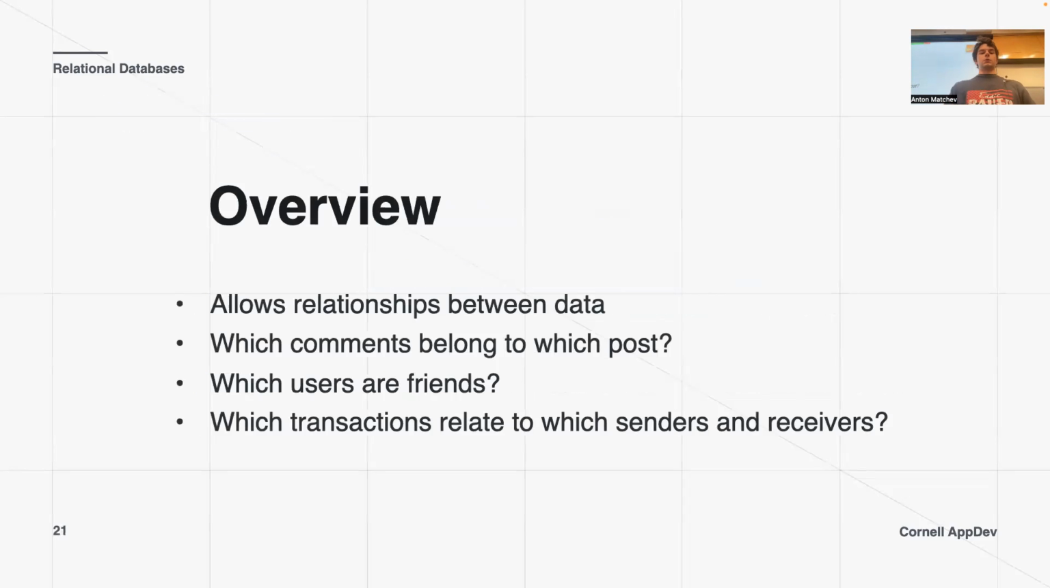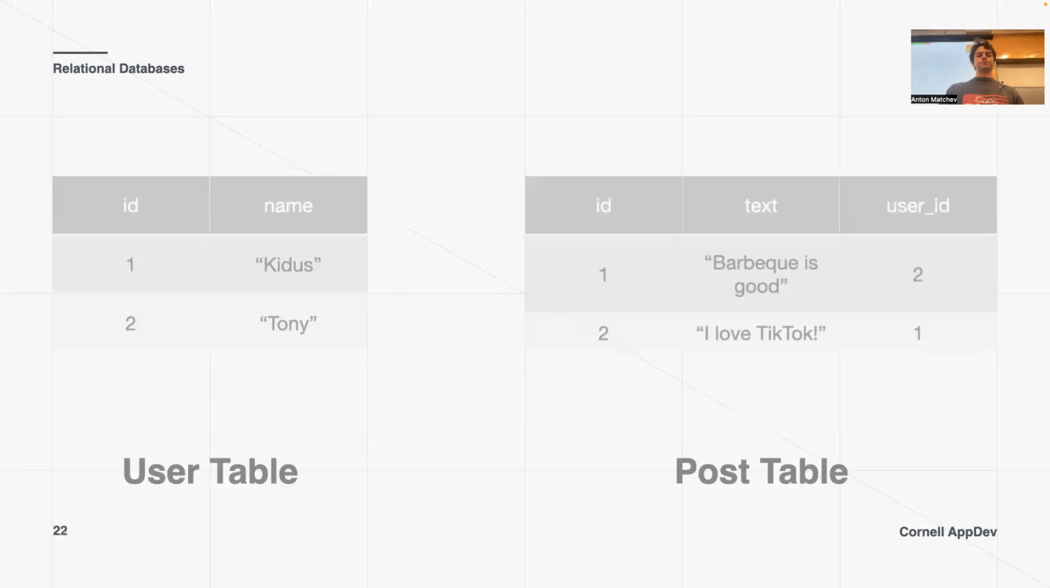So for an overview, relational databases allow relationships between data. Touching on PA1, we had several comments for one post, but how do we actually know which comments belong to which posts? And also with friends, if you have an Instagram app or some other app where you can friend users, some users can have many friends, and those friends can also have other friends. So how do we know which 2 users are actually friends? Another example where this is useful is relating transactions to who has sent a transaction and who has received a transaction. And this is what relational databases will allow us to do pretty easily.